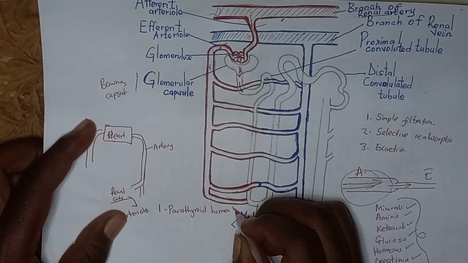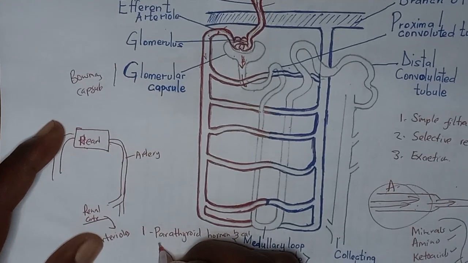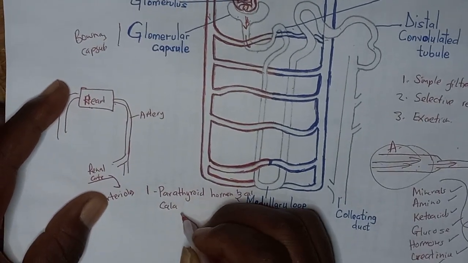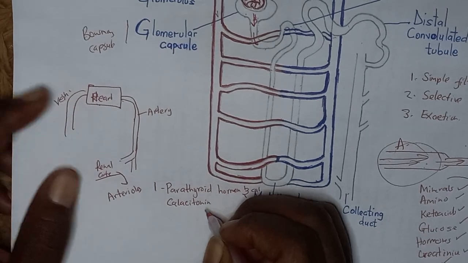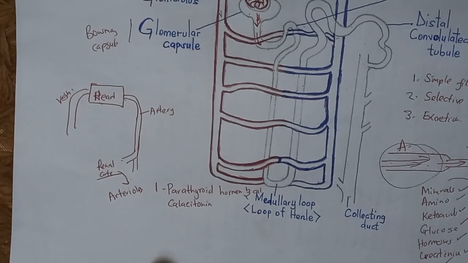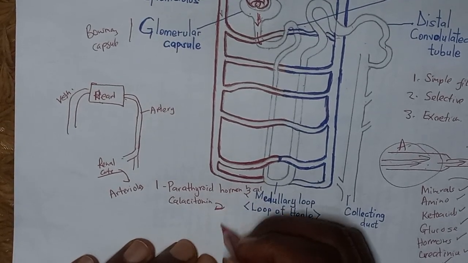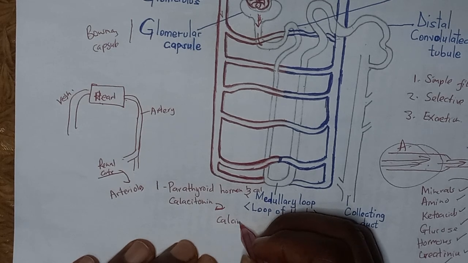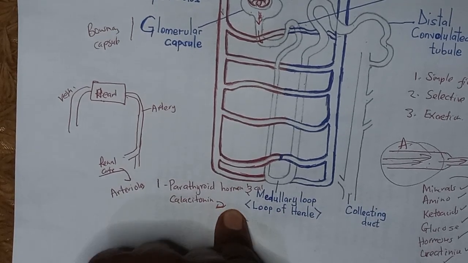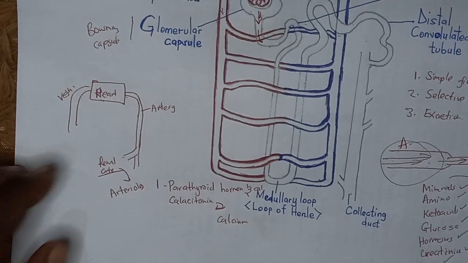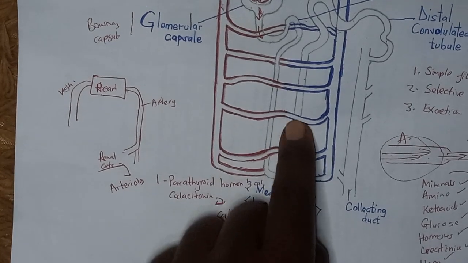Parathyroid hormone and calcitonin hormone. So here, these two hormones regulate the amount of calcium. They are both from the parathyroid gland. This parathyroid gland is found below the tongue. So these two will regulate the amount of reabsorption of calcium.